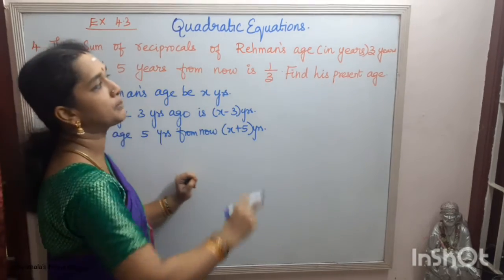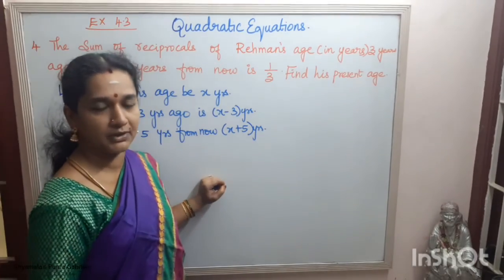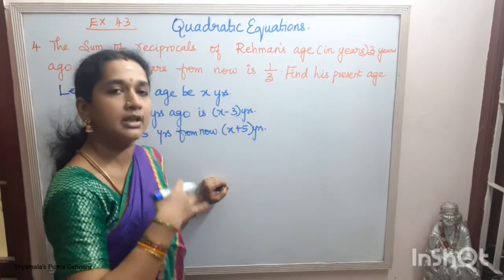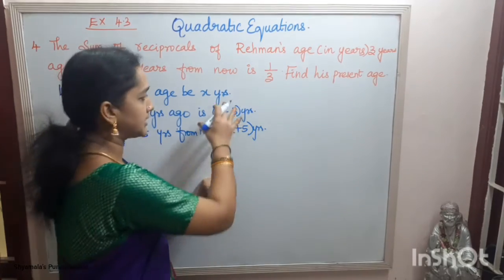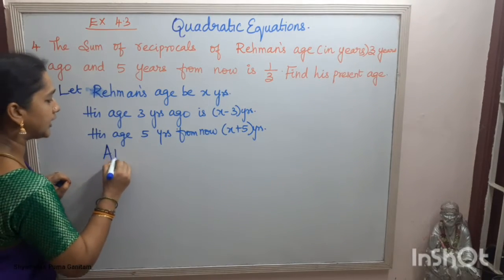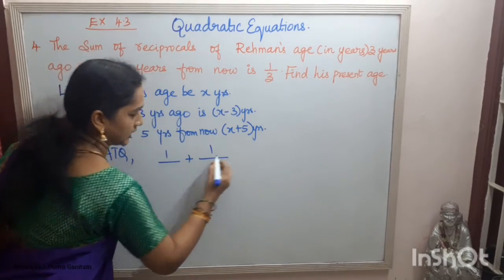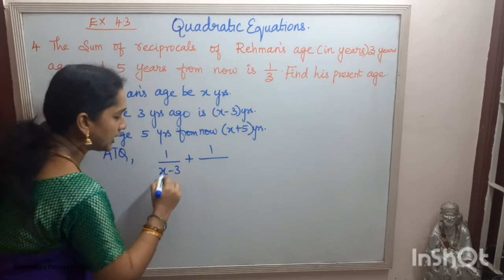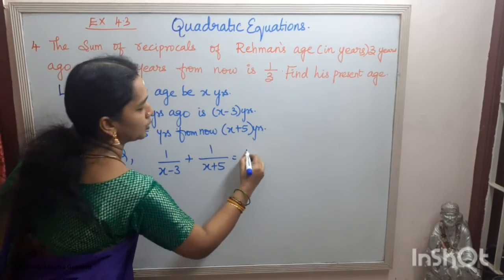The sum of the reciprocals of Rahman's age. So this is 3 years before and this is 5 years after. The sum of the reciprocals of these ages. The reciprocal of 5 is 1 by 5, so the same thing you have to write. According to the question, the sum of the reciprocals of their ages. Whatever age is there, you have to write its reciprocal as 1 by. So 1 by x minus 3 plus 1 by x plus 5 is equal to 1 by 3.